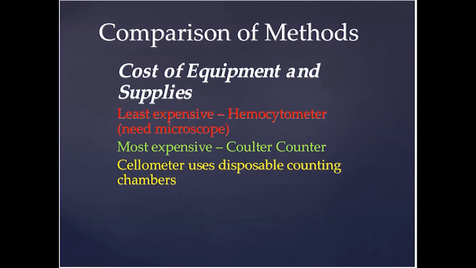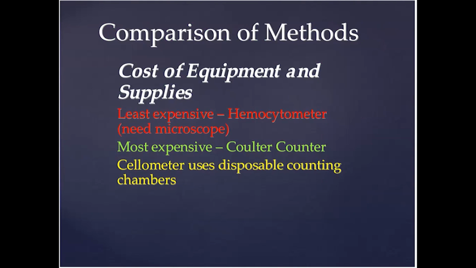So in closing, I would like to compare the individual methods. And of course, one of the things that we always try to account for is how much it actually costs to do cell counts using the particular methods. So the first thing I want to look at: how much does it cost, the equipment and the supplies.